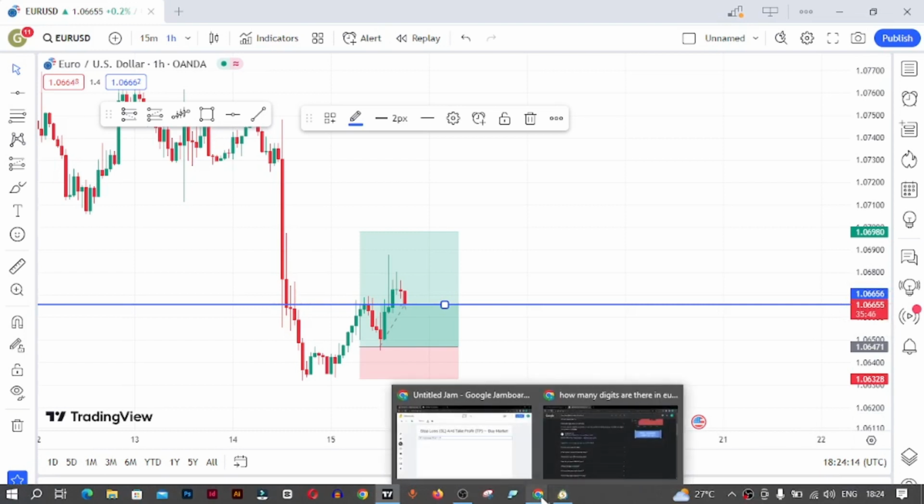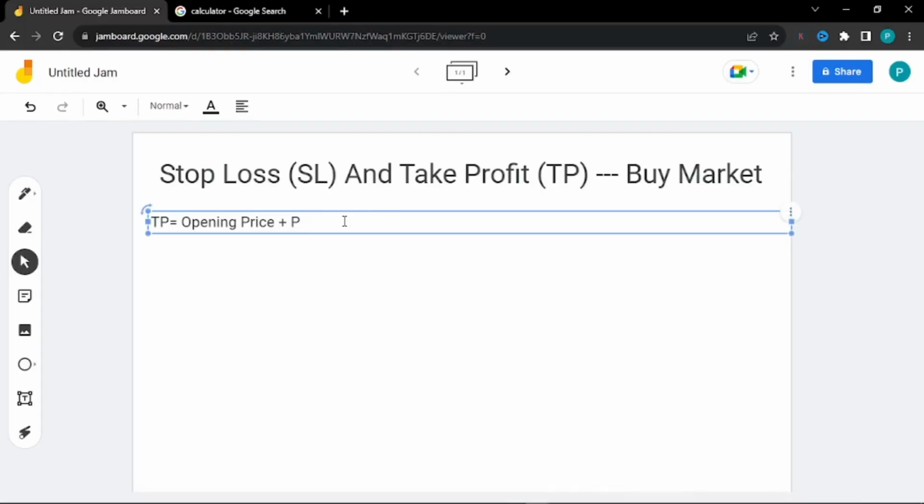So now coming over to the spreadsheet. When it comes to calculating your stop loss and take profit, first of all, we are going to deal with the buy market. To calculate your stop loss and take profit in the buy market, your take profit is simply opening price plus price change in points. Don't worry, I'm going to break down everything for you to understand.